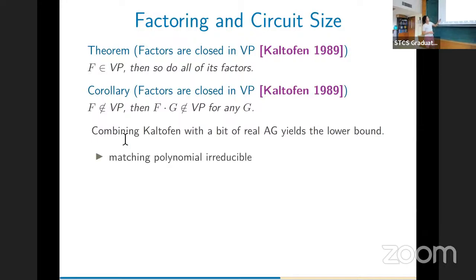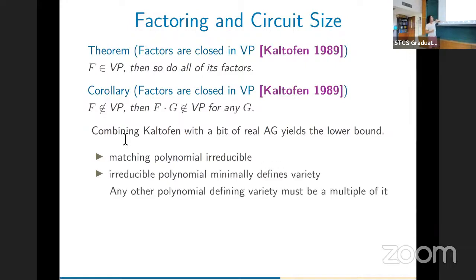The matching polynomial being irreducible is what you need for the real algebraic geometry. If I'm irreducible and I represent a cone with this representation, then this is the minimum representation. So any other polynomial representing this cone has to be a multiple of the matching polynomial. That's what we were saying: an irreducible polynomial minimally defines the variety, and then we get the multiple.